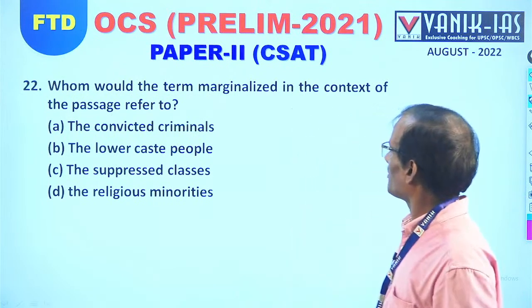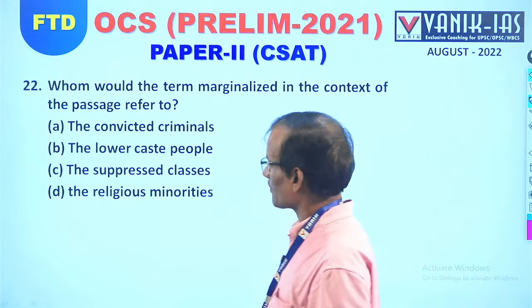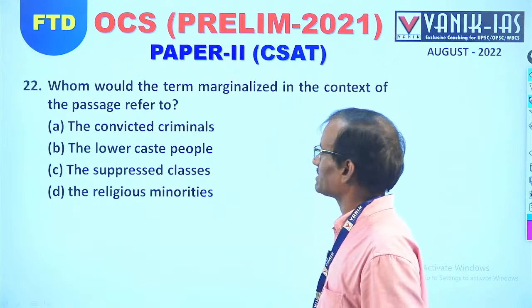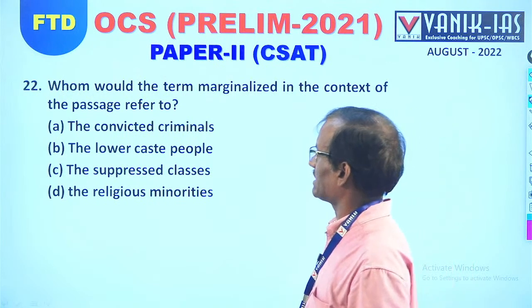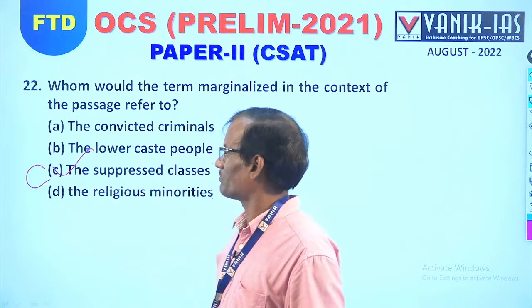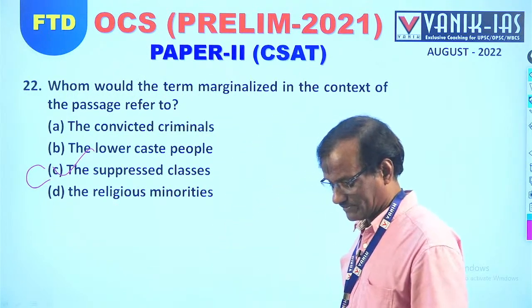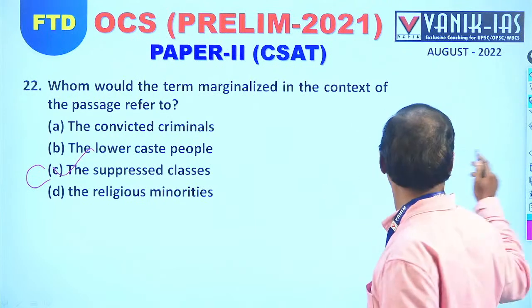Whom would the term marginalized in the context of the passage refer to? The convicted criminals, the low caste people, the suppressed classes. The suppressed classes, those who are economically, politically suppressed, according to the passage. Yes, answer will be C. Answer will be C. Okay.